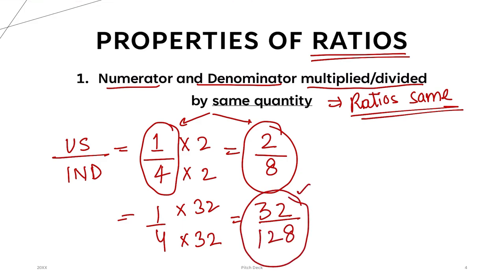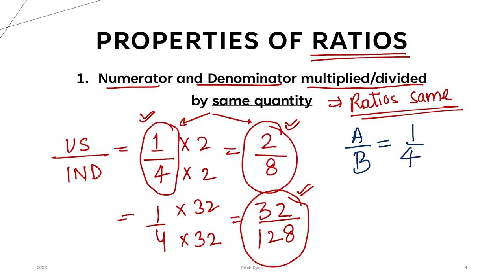This ratio and this ratio are the same. I hope this is clear. Now, how are we going to use this in our question? Suppose the A by B ratio is given to you as 1 by 4.